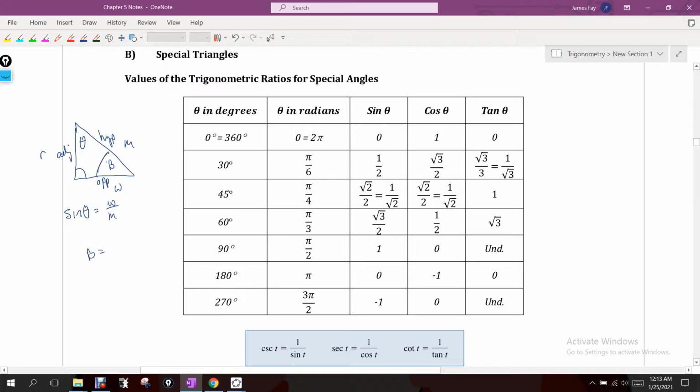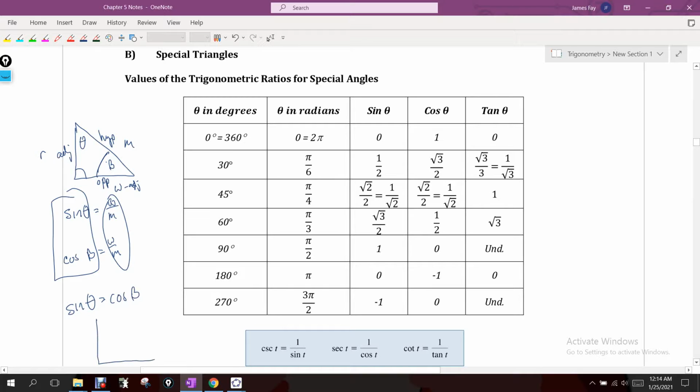Well, for beta, W would be the adjacent side, and M would be the hypotenuse. Well, adjacent over hypotenuse is cosine. That's how we get W over M. So if those two things are the same, then those two things are the same. So sine of theta is equal to the same thing as cosine of beta.